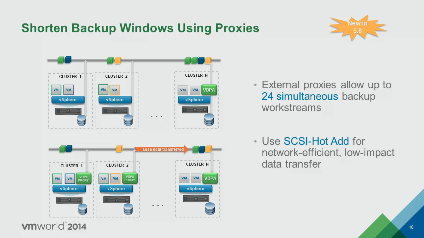You can deploy a proxy at each of those clusters, which is essentially a small virtual appliance. Use SCSI hot add, and that proxy will not only deduplicate the data, but it will ensure that it has less impact on your network when it is sending the data across to the main VDP appliance. This allows you to not just back up the 8 virtual machines that you could before, but gives you the flexibility of backing up 24 virtual machines at a time. So you can dial up or dial down depending upon the network bandwidth and resources that are available to you.